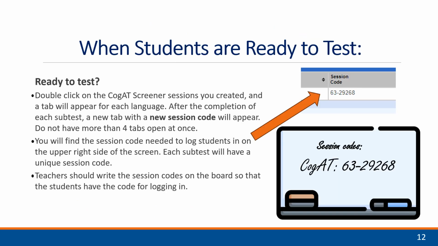When the students are ready to test, go ahead and double-click on the CogAT screener sessions that you just created. A new tab will appear for each language. Each tab will have a brand new session code that will appear. One session code will represent the English assessment, another session code will represent the Spanish assessment. So make sure that the students are logging in with the correct session code. Teachers should write these session codes on the board so that students have the code for logging in.